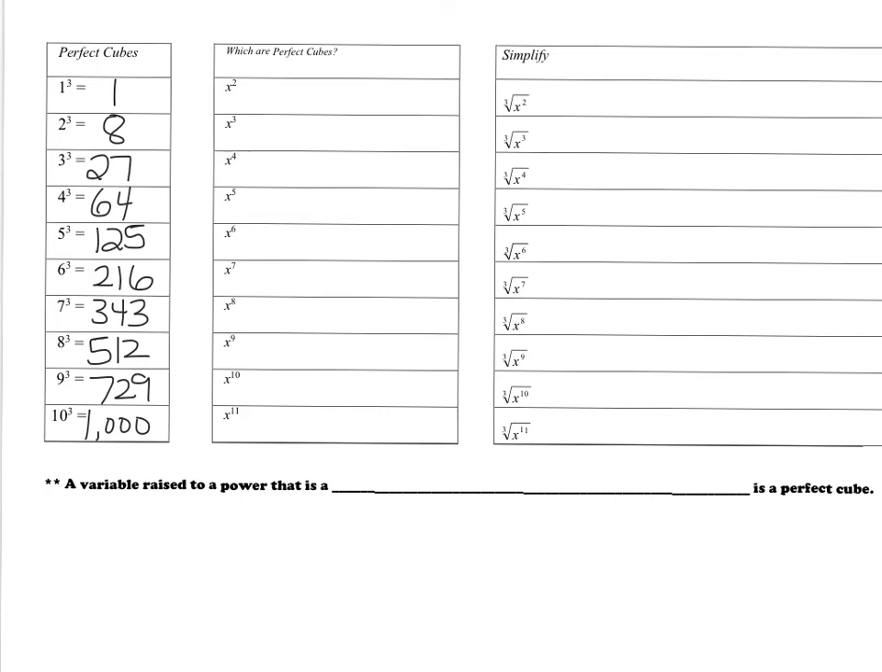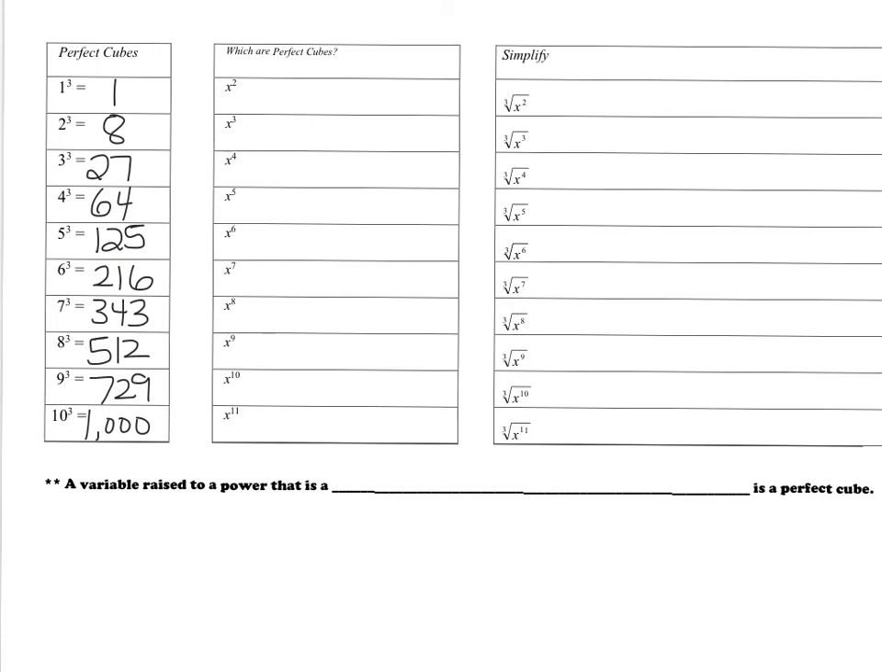So now let's just review again why these are perfect cubes. So 2 cubed is 8, and the cube root of 8 is 2 because 2 times 2 times 2 is 8. And the cube root of 27 is 3 because 3 cubed, or 3 times 3 times 3, is 27. The cube root of 64 is 4 because 4 times 4 times 4 is 64. One more. The cube root of 125 is 5 because 5 times 5 times 5, or 5 cubed, is 125.